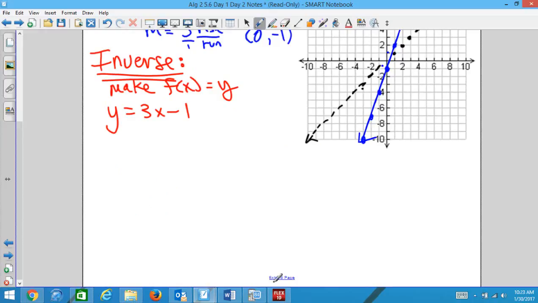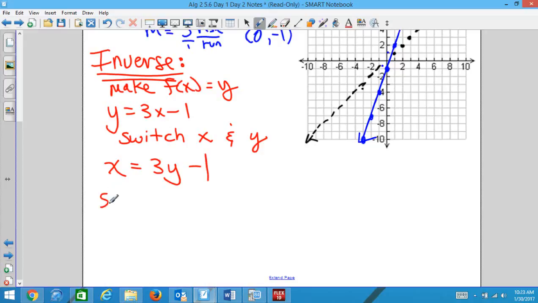Second thing is, I'm going to switch the variables x and y. I'm going to switch where they're located. So I just rewrote the equation, but I switched x and y. So I now have x equals 3y minus 1.